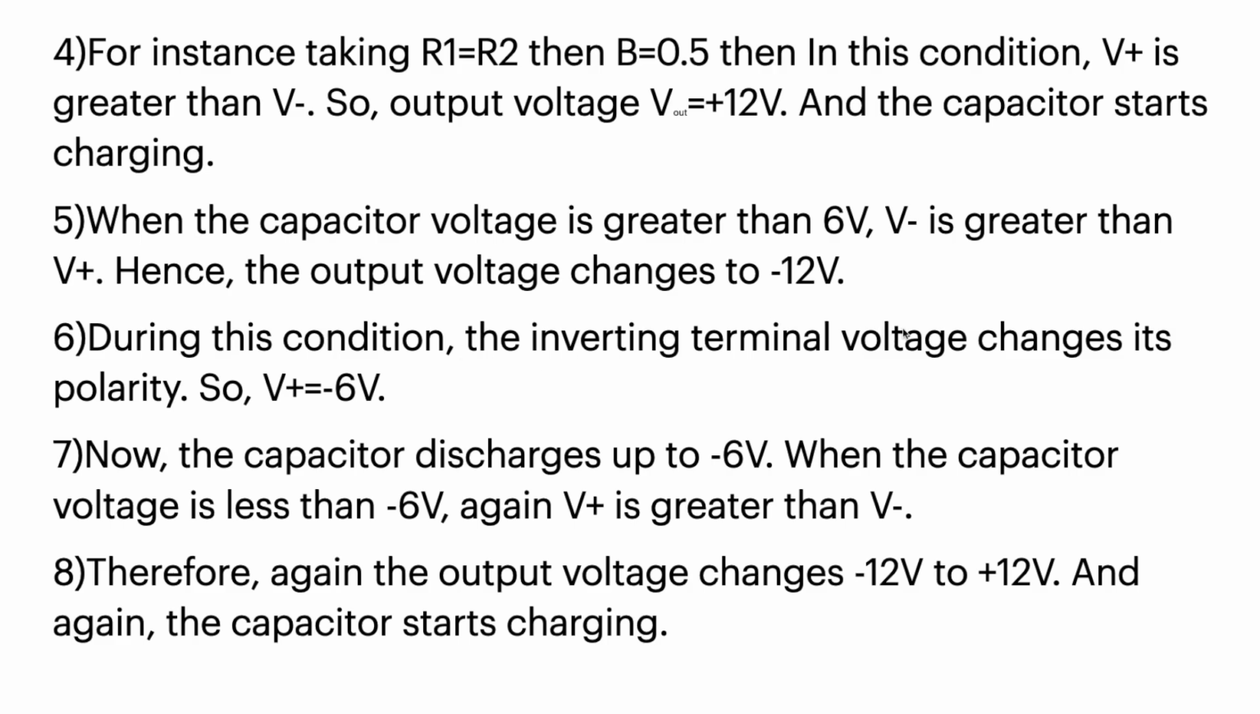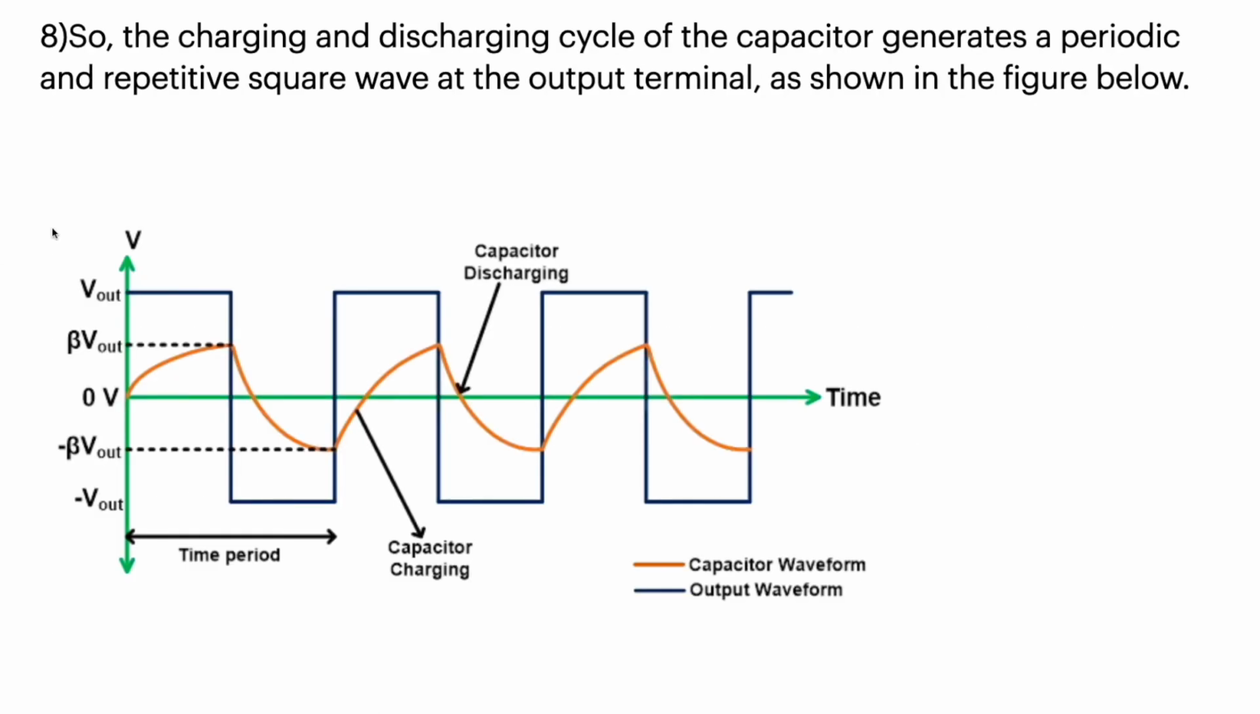When the capacitor voltage is less than minus 6 volts, again V plus is greater than V minus. Therefore, again the output voltage changes from minus 12 volts to plus 12 volts, like before. The capacitor now starts charging. So this process continues and forms a square waveform of plus 12 and minus 12 as the output voltages. So the charging and discharging cycle of the capacitor generates a periodic and repetitive square wave at the output terminal as shown in the figure below.